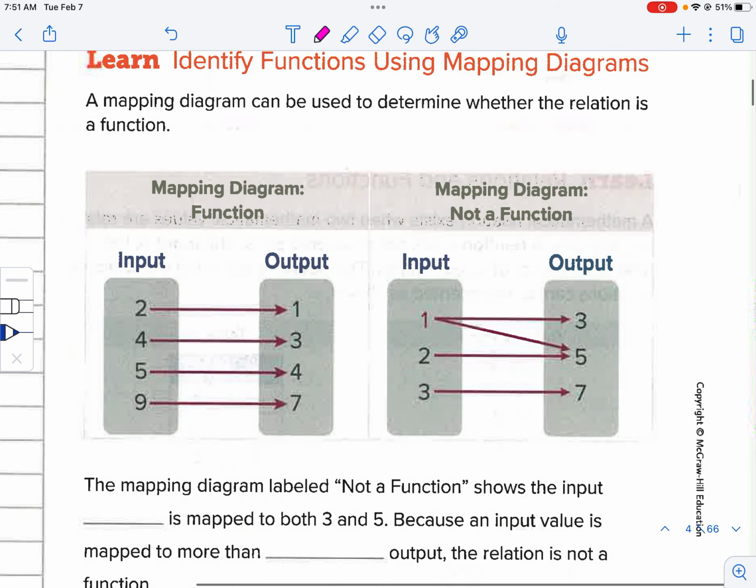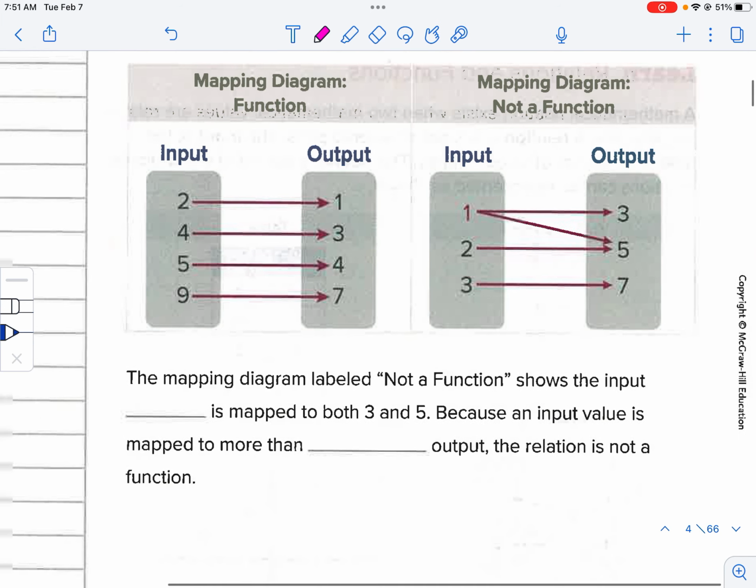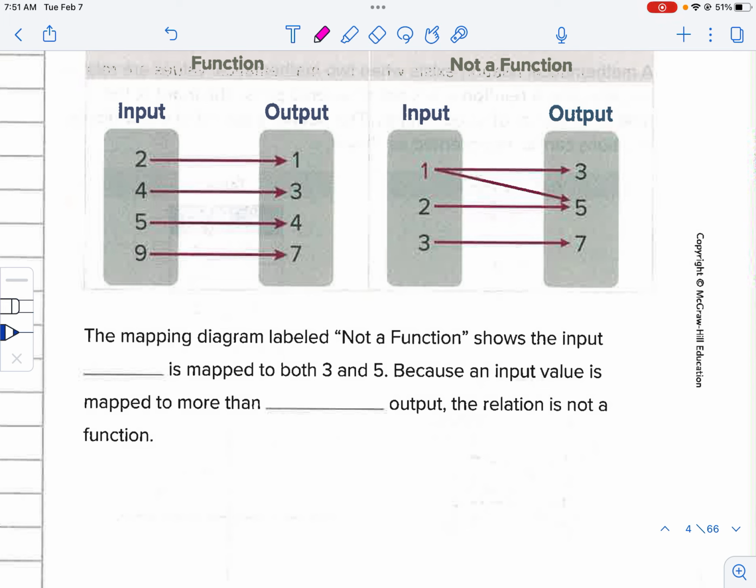Okay, so we're going to look at this down here. A mapping diagram can be used to determine whether a relationship is a function. So if we look at this, again, goes to 1, goes to 1. This, on the other hand, goes to 2 different things. The mapping diagram, not a function, shows the input value of 1 is mapped to 3 and 5. Because an input value is mapped to more than one output, the relation is not a function.